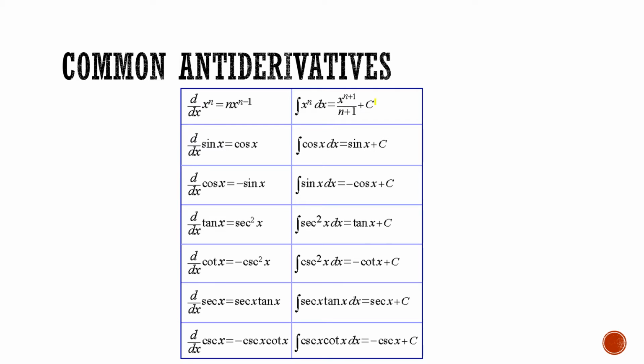Now, all of these have this plus C afterwards, and that plus C is simply saying there could have been a constant that we took the derivative of, and it went to 0. So we're just holding a place for a possible constant.